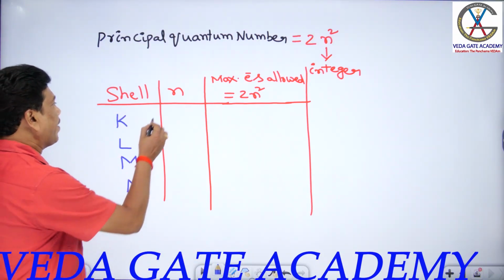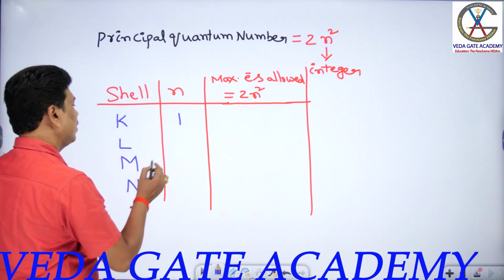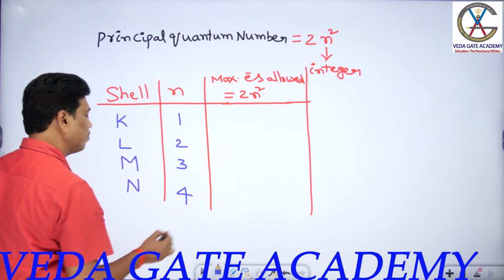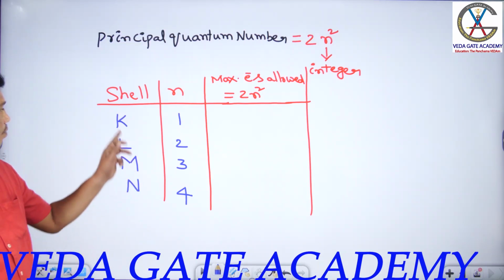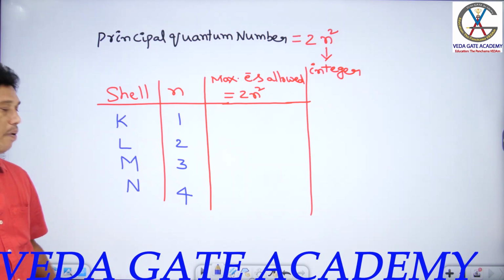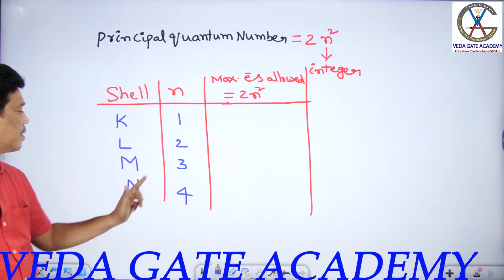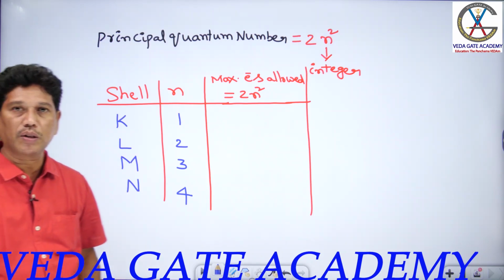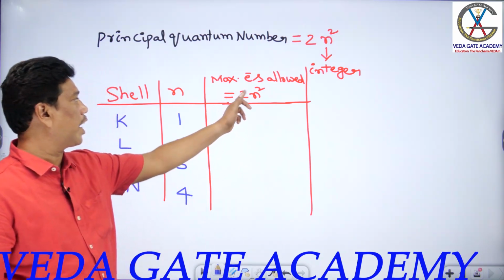What is the value of n for these? 1, 2, 3, 4. For the K cell, n is 1. For the L cell, n is 2. For the M cell, n is 3. For the N cell, n is 4. This is small n, and this is capital N. Observe the difference.